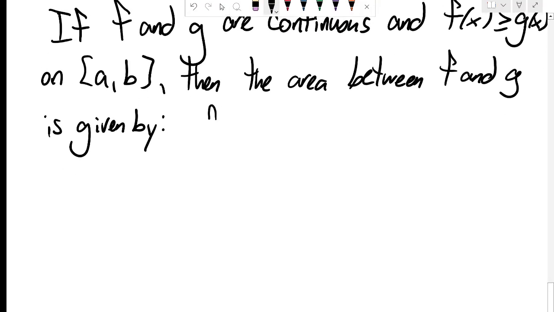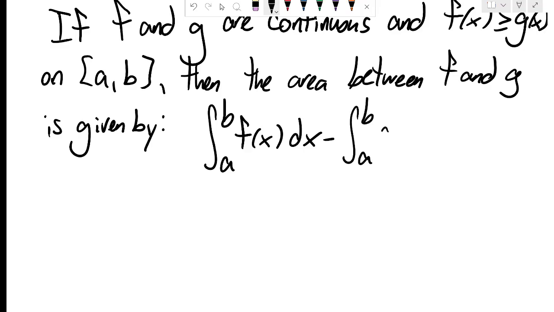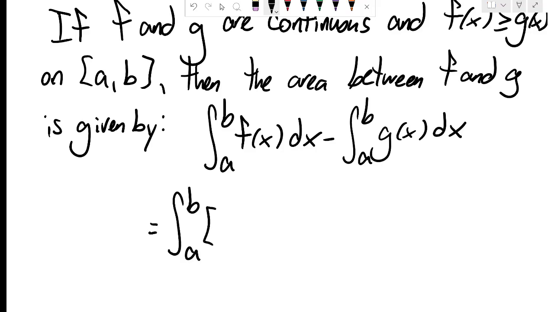So we take the area underneath f, so the integral from a to b of f of x dx, and then we subtract off the area underneath g between a and b. And we can combine this into one integral just to make it a little more compact. So we get the integral from a to b of f of x minus g of x dx. This will give us the area that's just between the two curves.